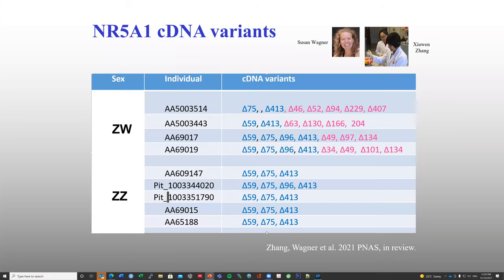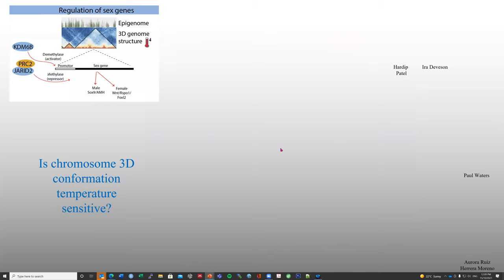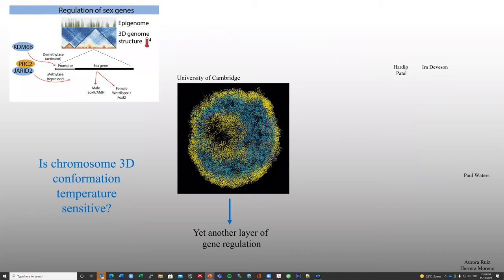So it's a conformation of chromosomes that's important, not differences in the sequence of NR5A1 between the Z and the W. And the reason I've flagged this is because the third area we're going to look at is the regulation of the sex genes. And we're also going to ask the question, is chromosome 3D conformation temperature sensitive? And if it is, does it have a role in determining whether an individual becomes a male or a female? Basically, and I didn't know this until relatively recently, which is a bit of an embarrassment, the chromosomes have a 3D arrangement in the cell. I knew that. What I didn't know is that that's yet another layer of gene regulation, because it brings potential enhancers into proximity with genes and influences their expression based on this 3D conformation.